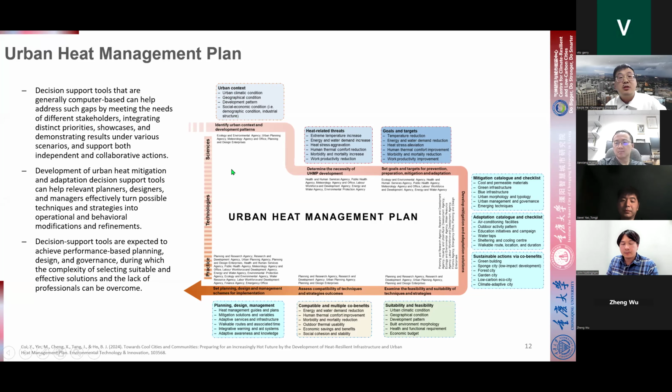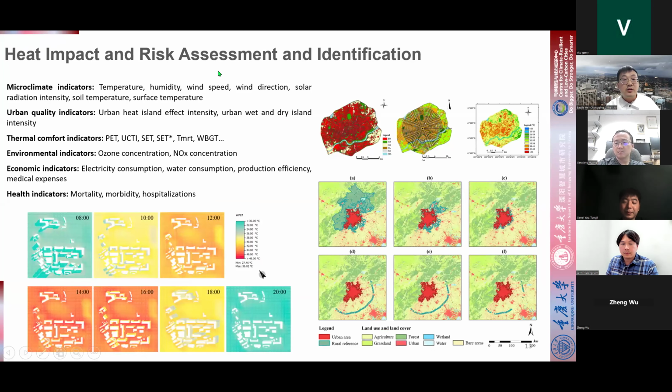So next one is on the heat assessment. So here it's important to assess the heat. Previously we have many indicators on the microclimate, on the temperature, relative humidity, wind speed, wind direction, solar radiation intensity, and so on. And also we have some indicators to assess the urban quality, like heat island intensity, and also the white dryland intensity.